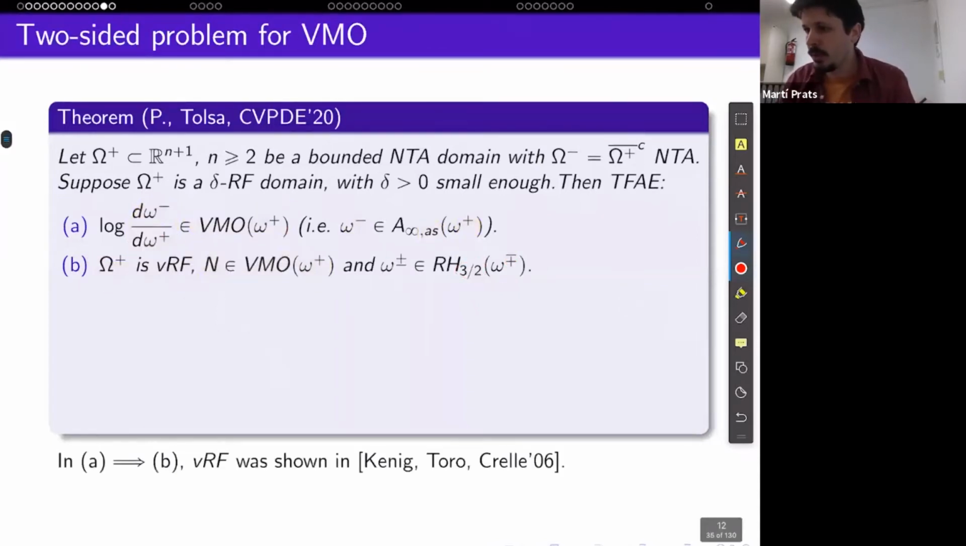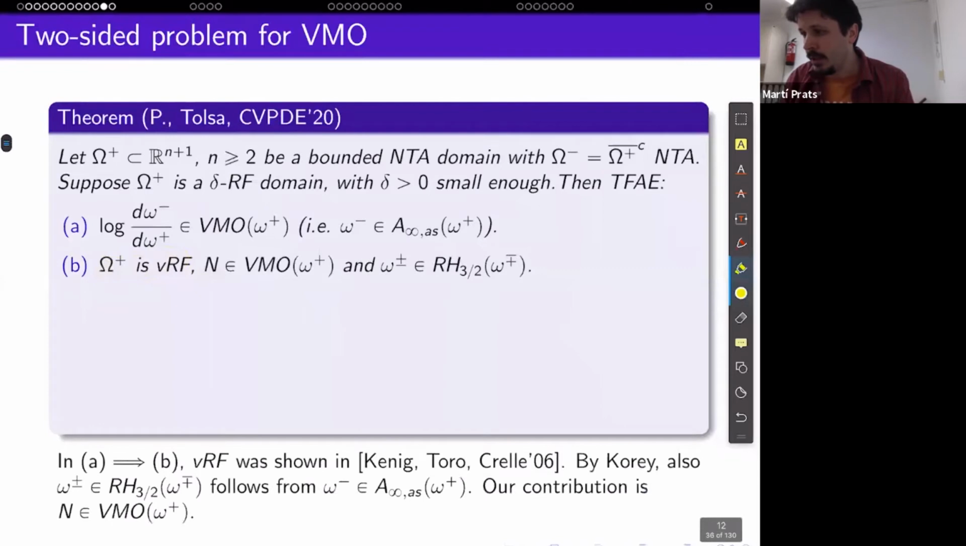Okay, so let's make a couple of remarks about this first result. A implies B, the vanishing Riesz condition, was already shown by Kenig and Toro. Then by Korey, also this condition is immediate from this. So our only humble contribution here is this one. We have to prove this.